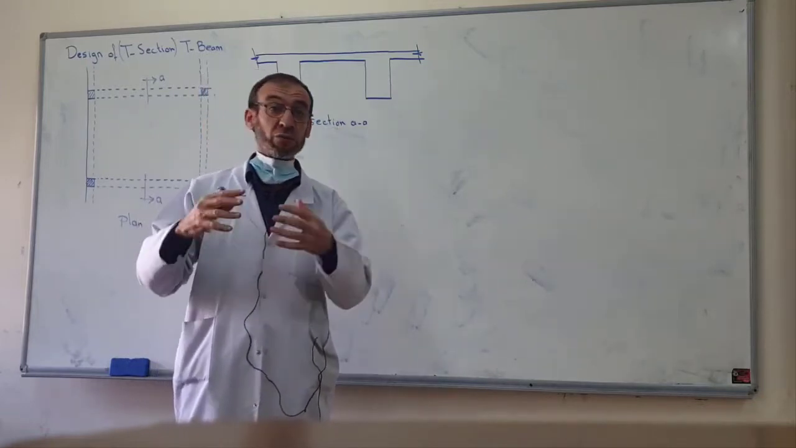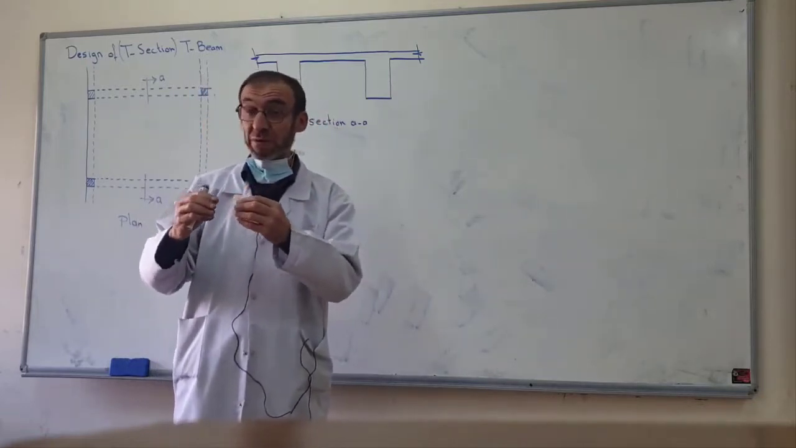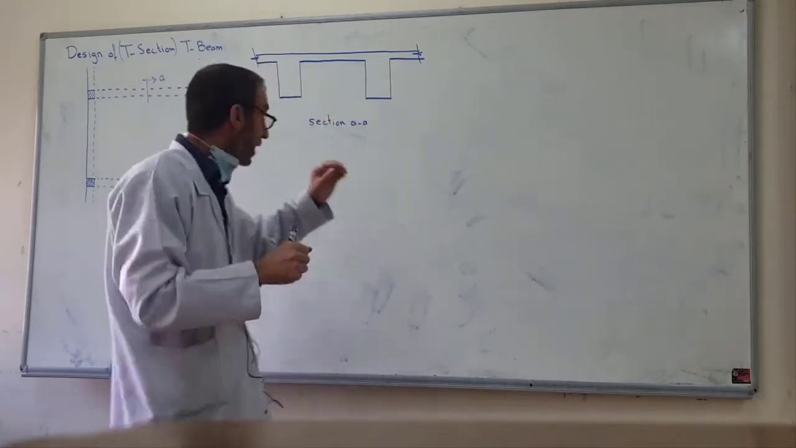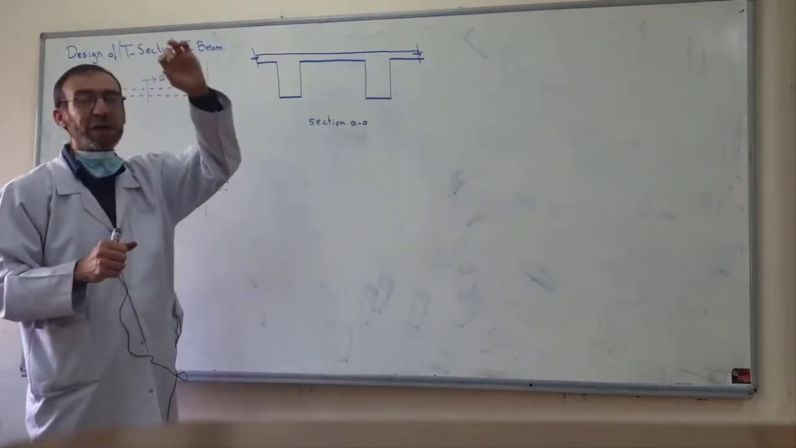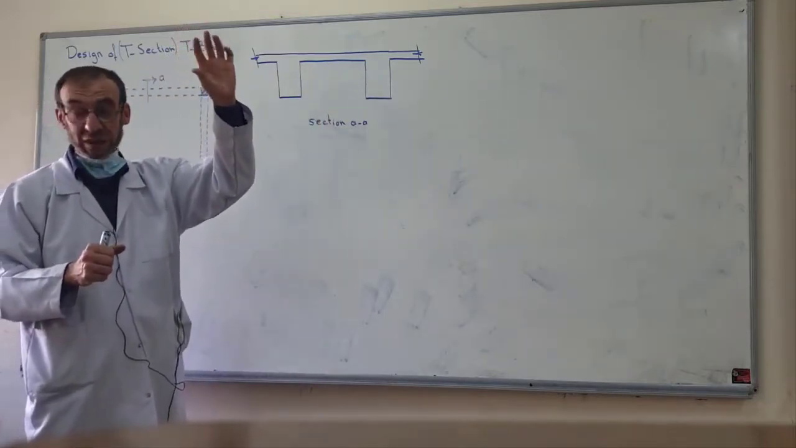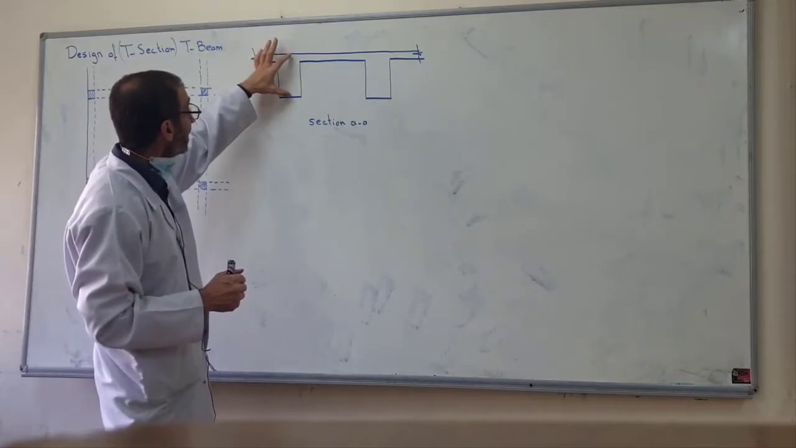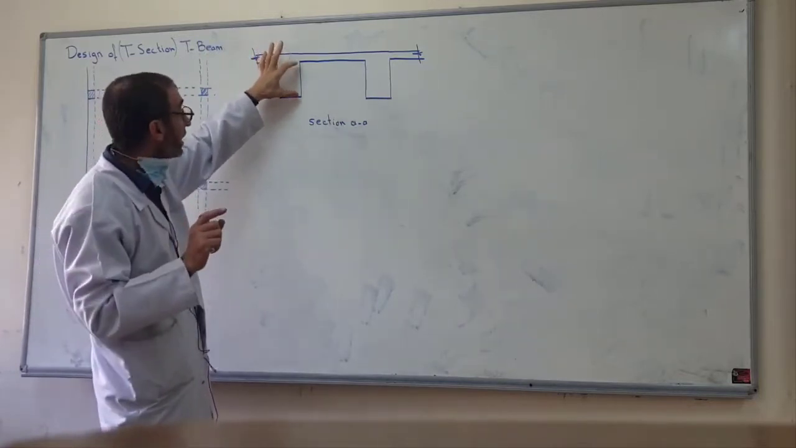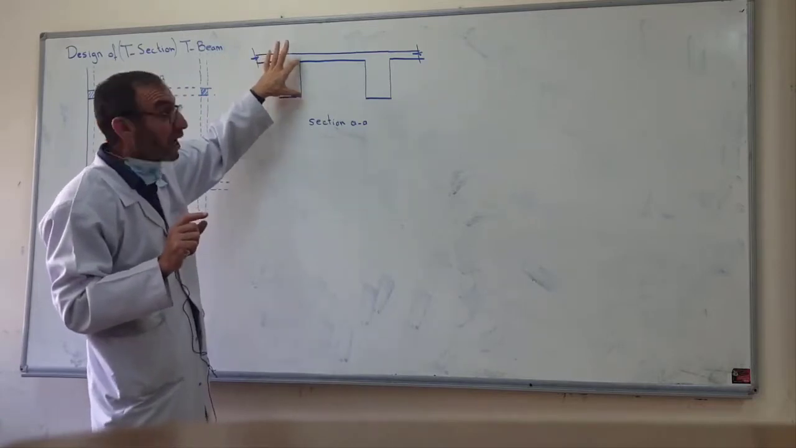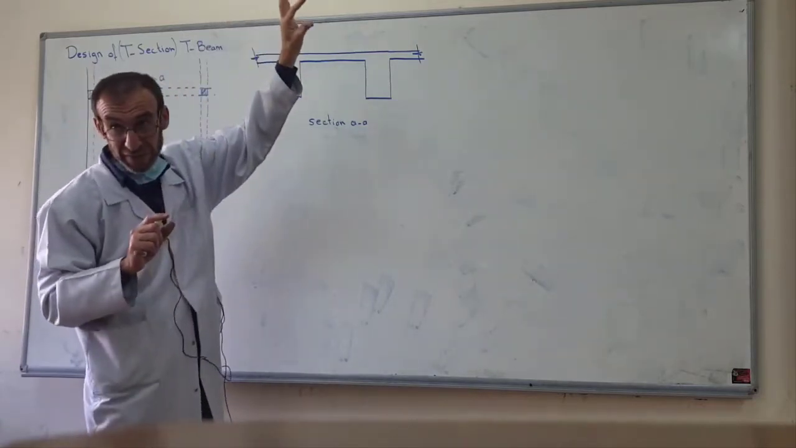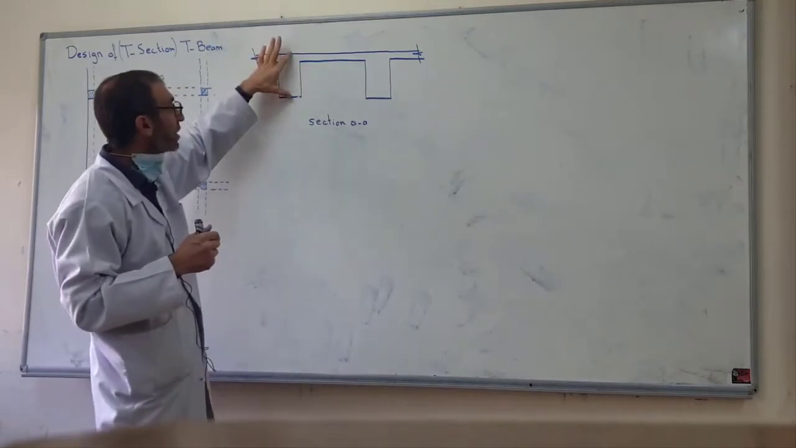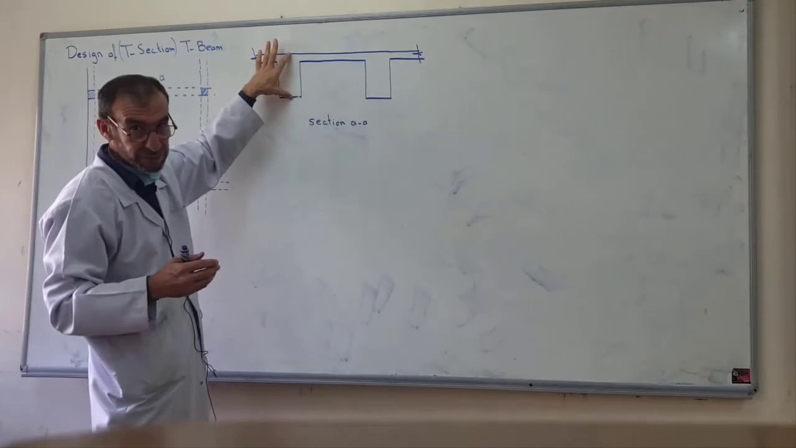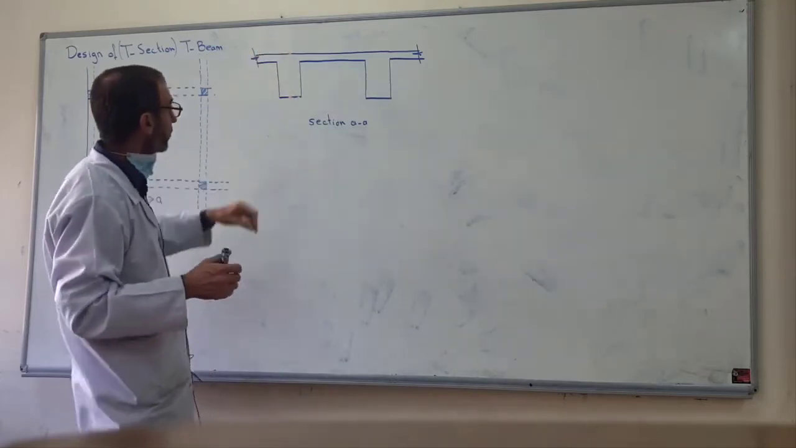The reinforcement of the slab and beam are cast together in one piece. This is the edge of the beam, totally the edge of the beam. This is the effective depth of the beam. Effective depth of the beam.